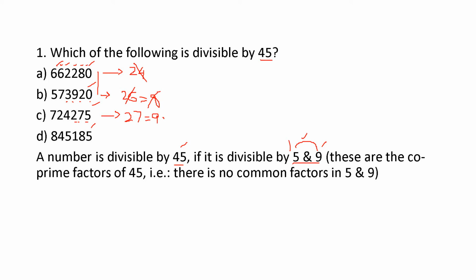So this is okay. But before concluding, just go to this option also. 8 plus 4 plus 5 plus 1 plus 8 plus 5, and it is 31, which is not divisible by 9, right? So the answer is option C.